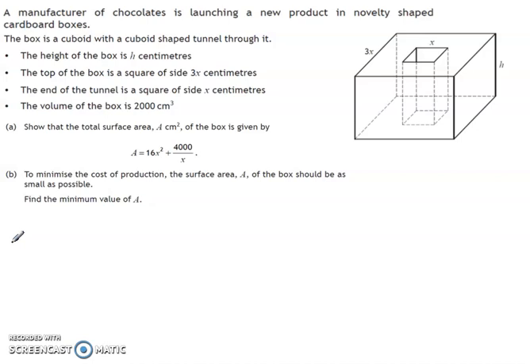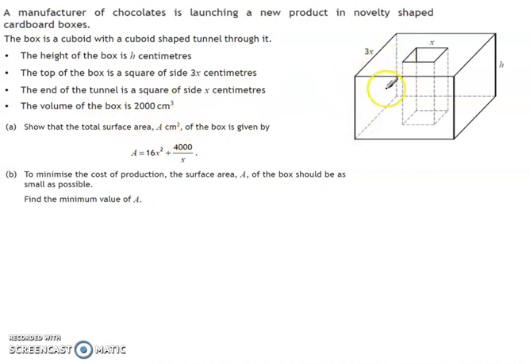Now it's a two-parter. The first part is to show that the total surface area of the box given is this expression here, the equivalent of A equals 16x squared plus 4,000 over x. And what I then want to do is use this to minimise the cost of production based on the information given up here. So what I first have to do is come up with some sort of expression for A, the surface area.